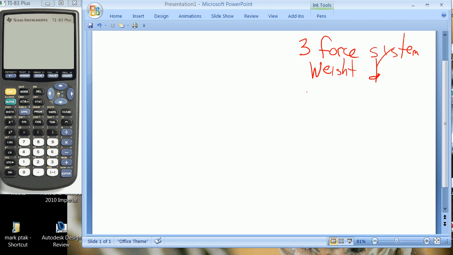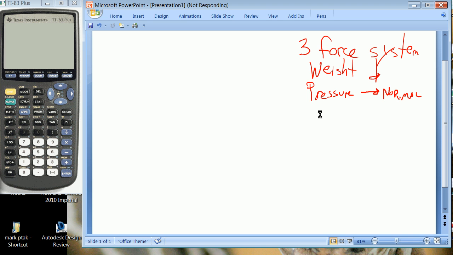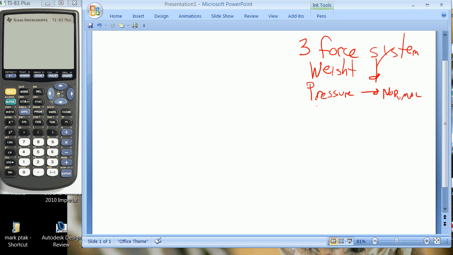All right, that's probably AutoCAD. Weight down and the pressure or stress normal. Normal is pressure normal, and of course the shear, and the reactive normal force will be equal and opposite to those other two. So I'm going to sketch it here.